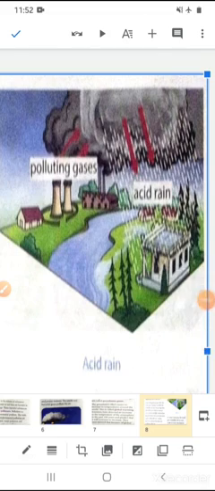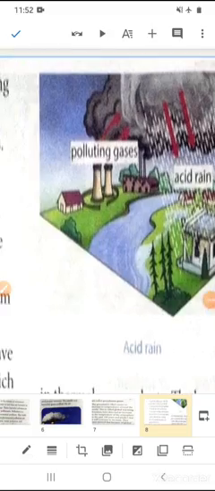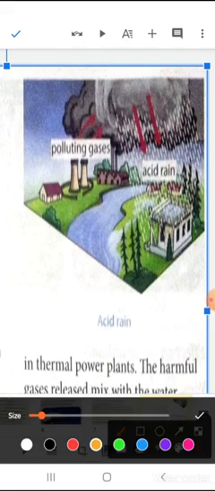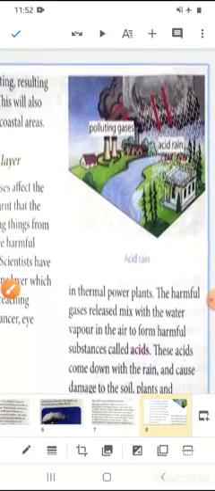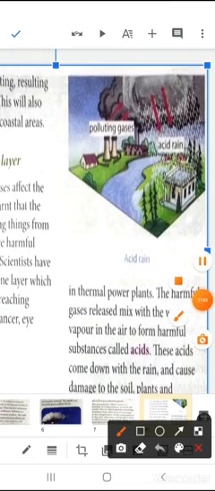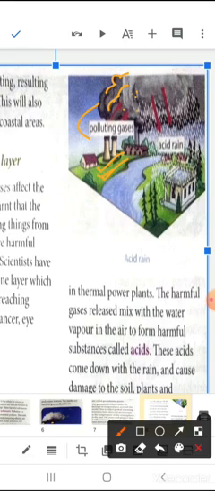See in this picture, fuel is burned in thermal power stations, and the harmful gases coming out from these factories mix with water vapor in the air to form a harmful substance. These are the gases which are coming from the power stations, right? Here it mixed with water vapor, and this forms the substance called acid.